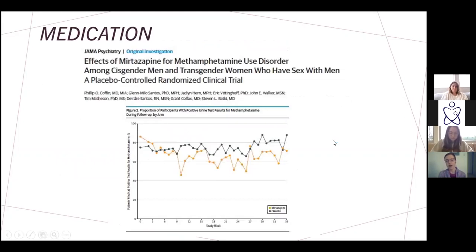And then I'm not going to talk too much about medication. I think the one that you'll probably hear talked about the most is mirtazapine, which now has 2 RCTs showing some kind of modest benefit. This was the most recent one from early last year. And you can see here graphed is the proportion of positive UTOXs. And so it does go down in the mirtazapine arm.